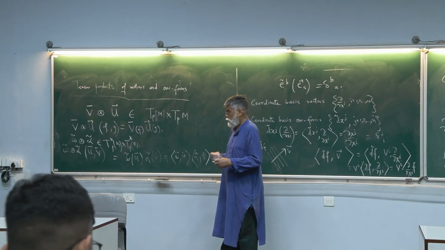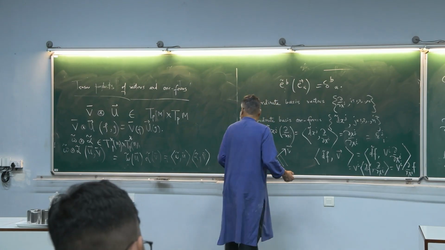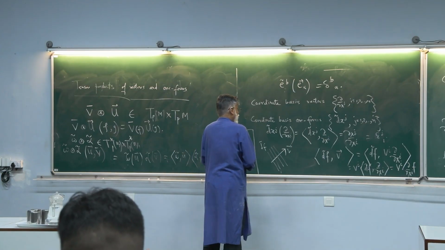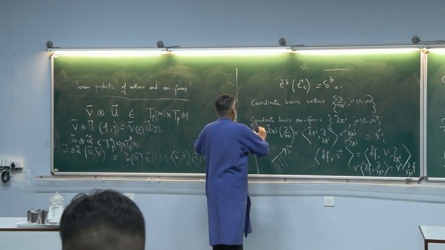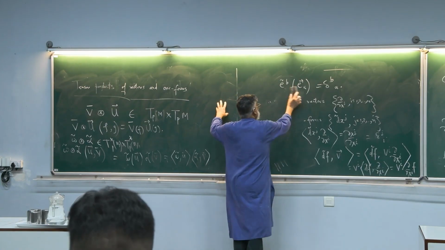In particular, this is the problem. We run out of blackboard space. We don't have tensor product of blackboard spaces.